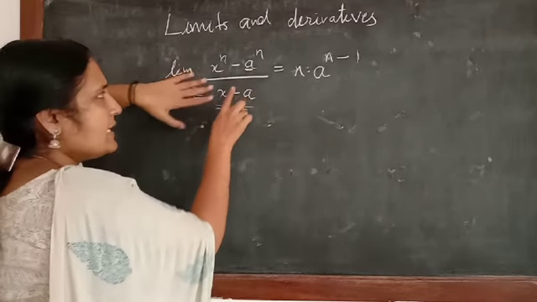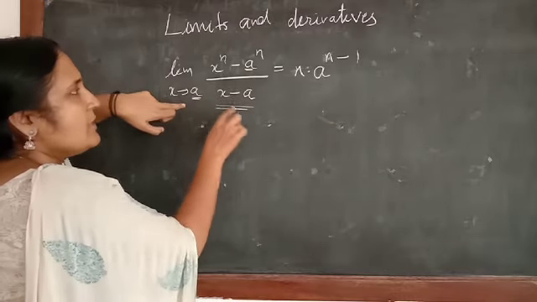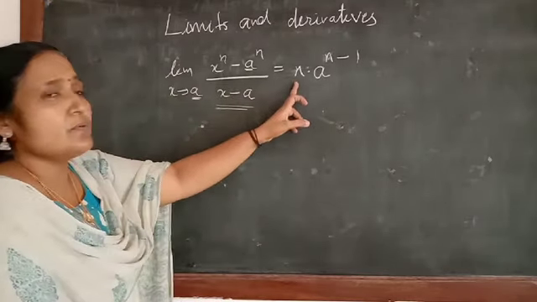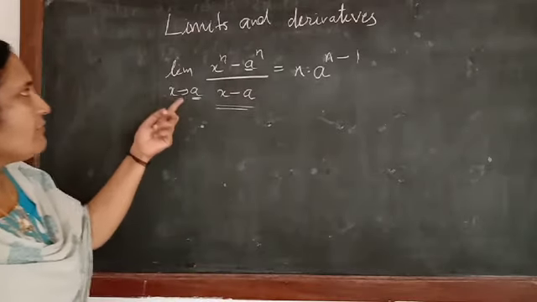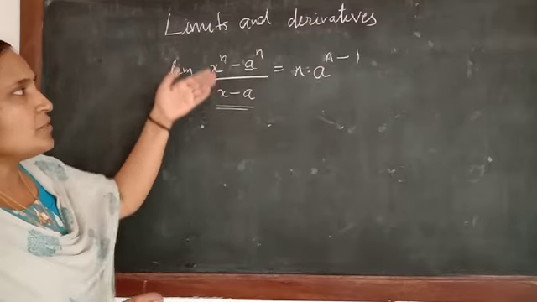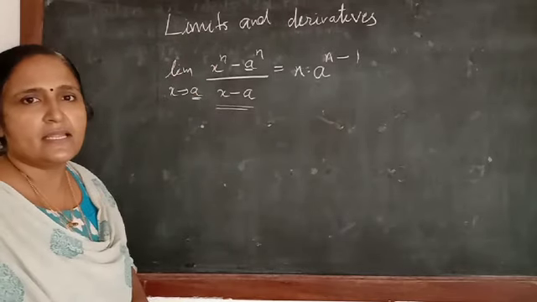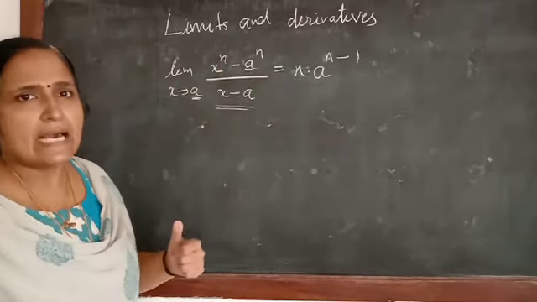So when we get an expression in this way, we can directly write that the limit of the function will be equal to n into a raised to n minus 1, because if we directly substitute x equal to a, we get both numerator and denominator equal to 0. Now we can check how we got this result.